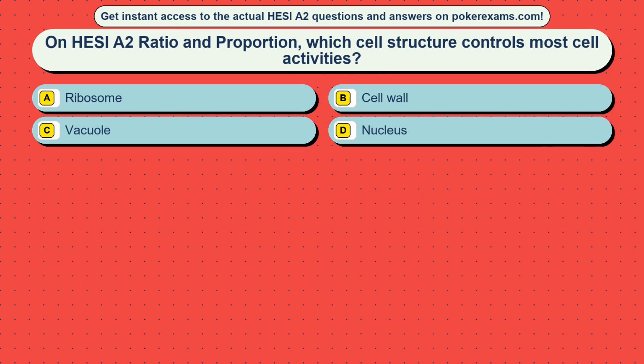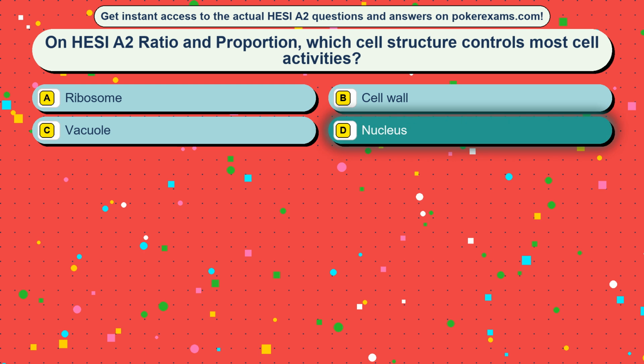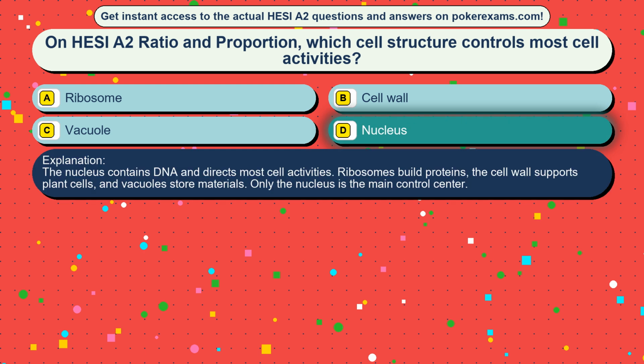Question 14. On HESI A2 ratio and proportion, which cell structure controls most cell activities? Option A. Ribosome. Option B. Cell wall. Option C. Vacuole. Option D. Nucleus. The correct answer is option D. Nucleus. The nucleus contains DNA and directs most cell activities.